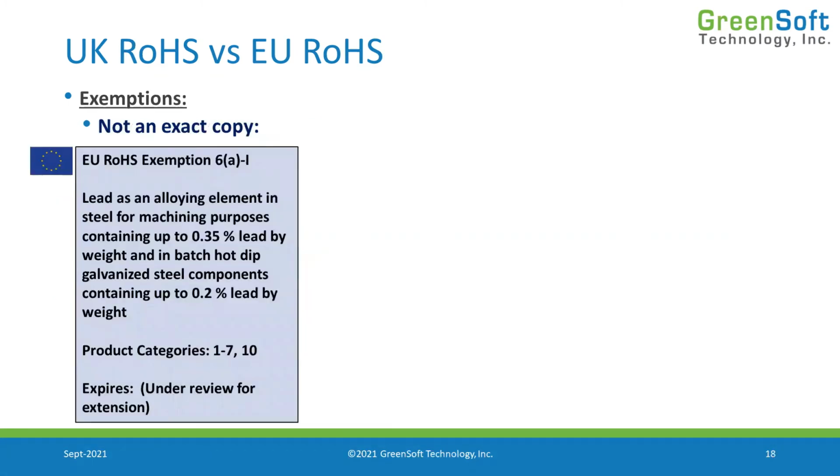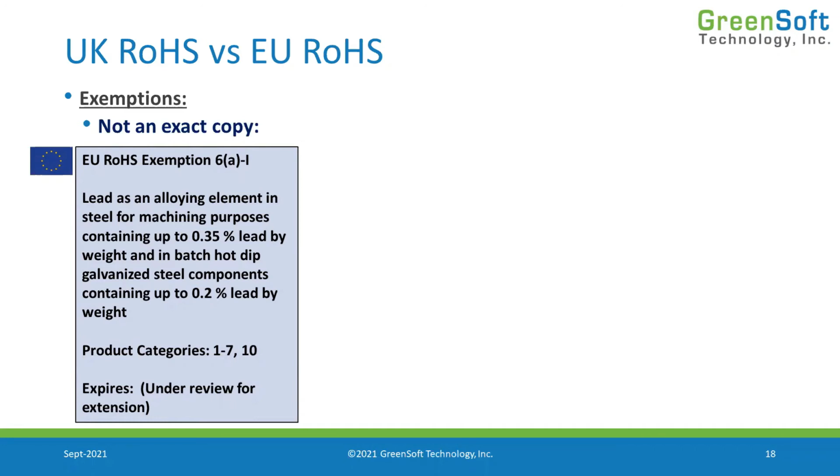Let me give you an example of these structural variances. In this case, we have exemption 6(a)-I. Exemption 6(a)-I is an exemption for lead present in steel. Remember, we're limited to 0.1% lead in any homogeneous material, but in this case, it's telling us that if we have lead as an alloying element in steel for machining purposes, we can take that up to 0.35%. And if we have lead in batch hot dip galvanized steel components, we can take that up to 0.2%. So a little bit more leeway in how much lead we can have in these narrow applications.